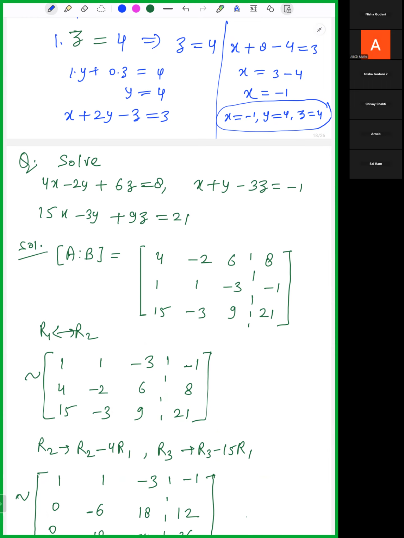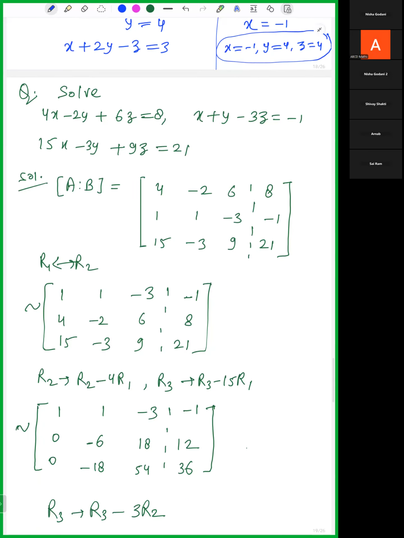So I have discussed one question where you have a unique solution. For a unique solution, the rank of the matrix and the augmented matrix must be equal. So you must have equal ranks of both, and those ranks must be equal to the number of unknowns. If it is so, then we have a unique solution. If it is not equal to n, the number of unknowns, then you don't have a unique solution. Okay, so I'm going to discuss another question also.